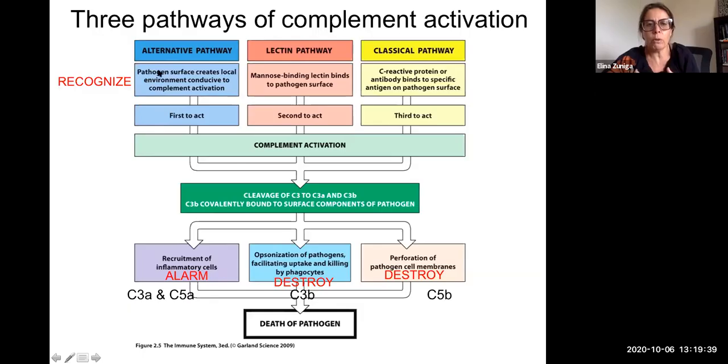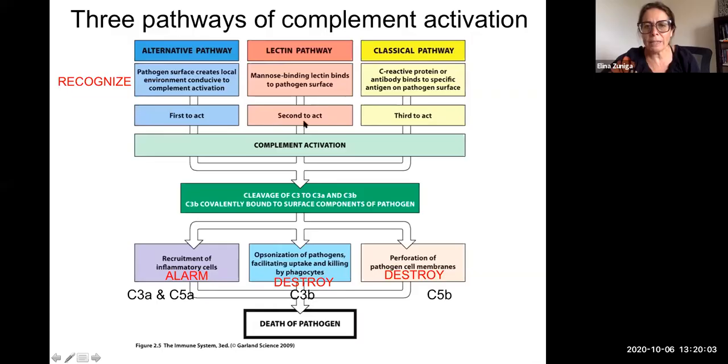All you want to know is that on the surface of the pathogen, there is a chemical environment that is conducive to the activation of some of these complement factors. This is the first one to act, because you just need the pathogen surface and the presence of the complement for initiating this activation cascade.